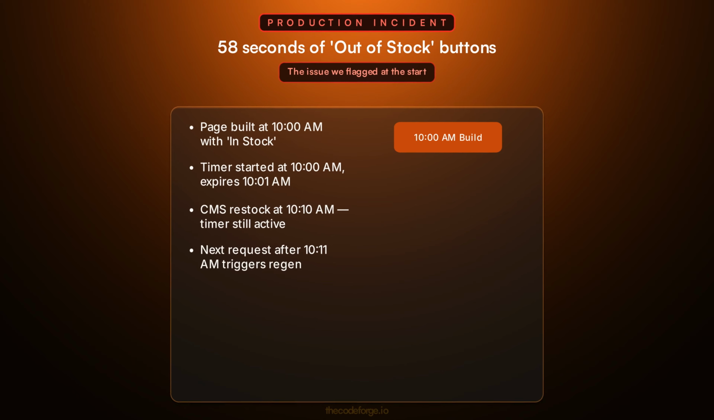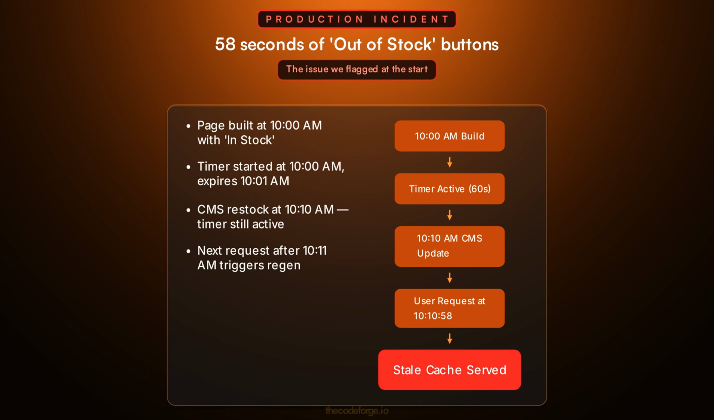This is the same issue we highlighted at the start. Here's exactly why that happened. The page was built at 10:00 a.m. with items in stock. The timer started. At 10:10 a.m., the CMS restocked, but the timer was still active until 10:11 a.m. Users who visited at 10:10:58 got the stale cached page. The regeneration only triggered at 10:11 a.m.